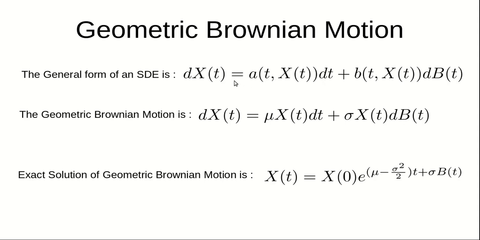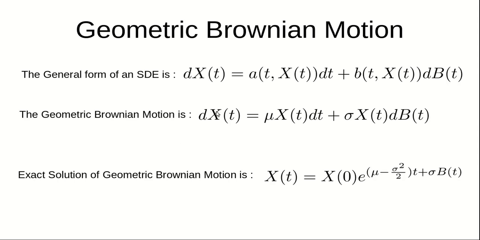So this is basically the general form of a stochastic differential equation, and the geometric Brownian motion is a special case of this general form, where a of t comma x of t becomes mu of x of t, and b of t comma x of t becomes sigma of x of t. dB_t, as I just described, is the Gaussian white noise, which is a Gaussian random number with zero mean and standard deviation equal to 1. And also here there is a multiplication of the square root of dt.